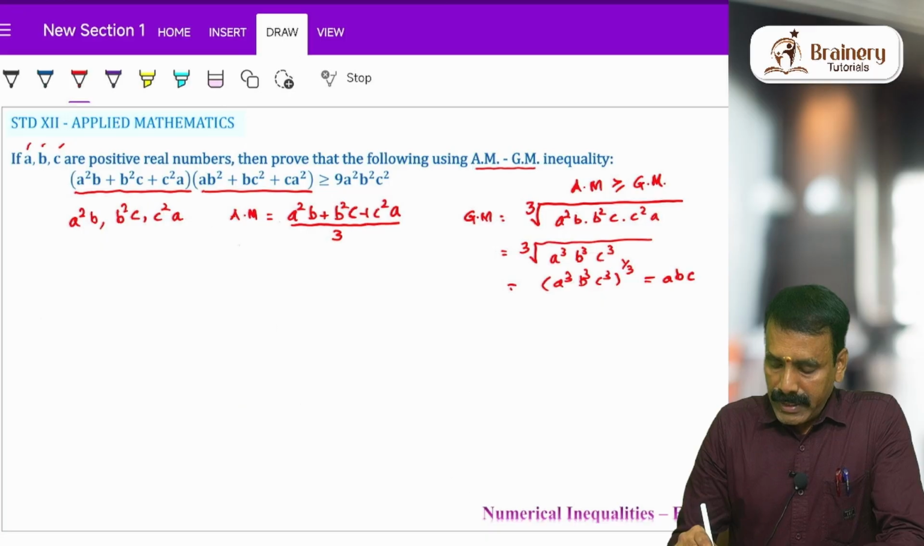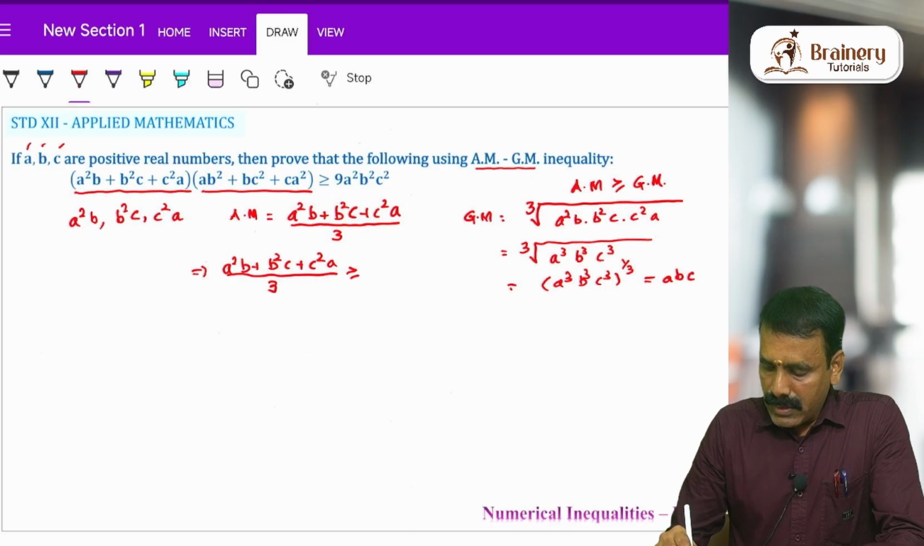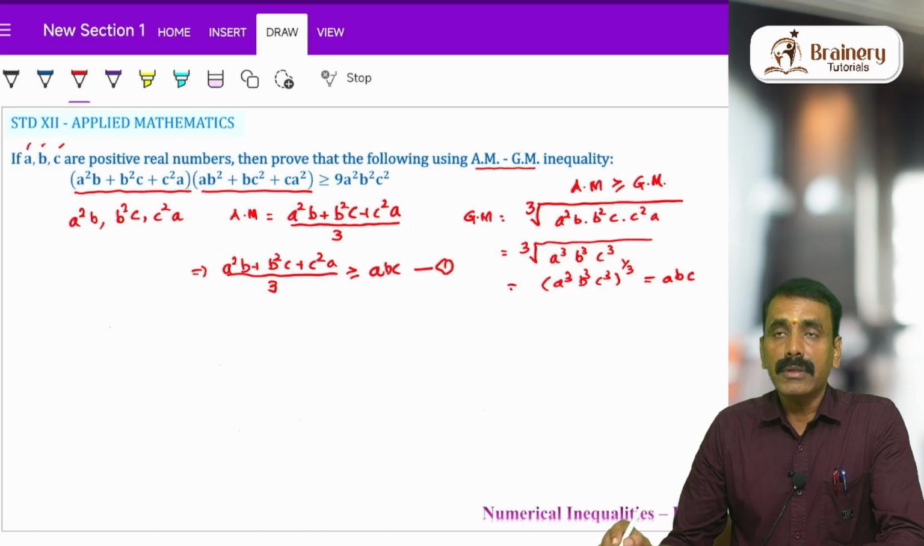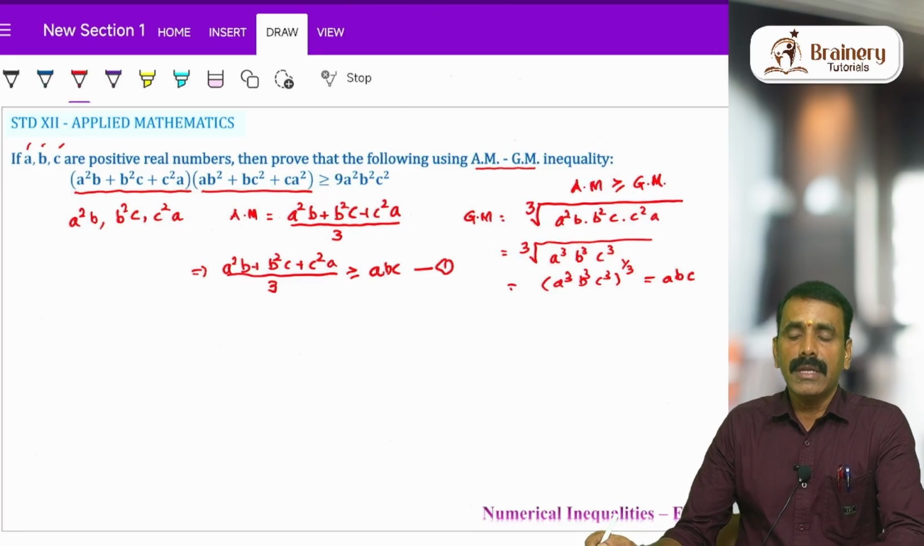So when you apply the inequality, we get A square B plus B square C plus C square A by 3 will be greater than or equal to ABC. We take this as the first inequality.